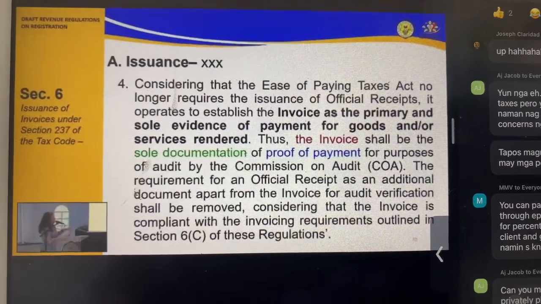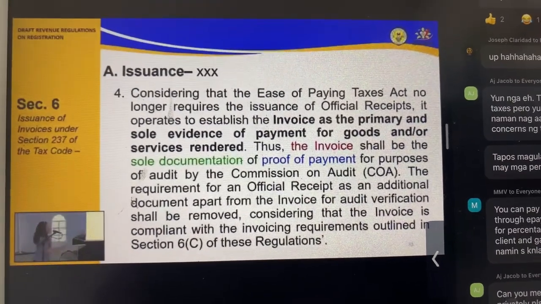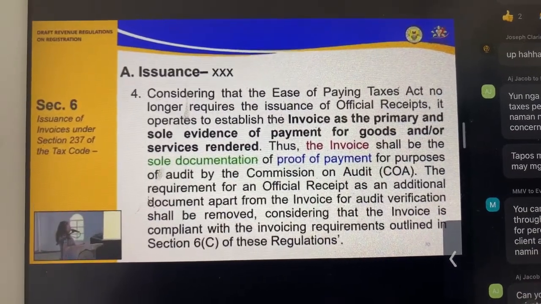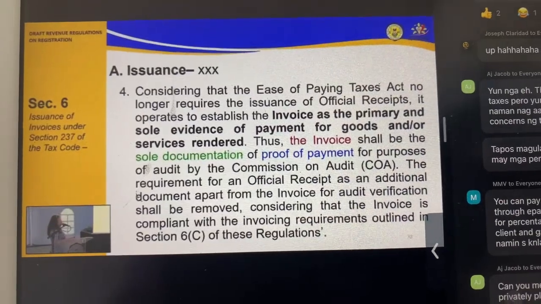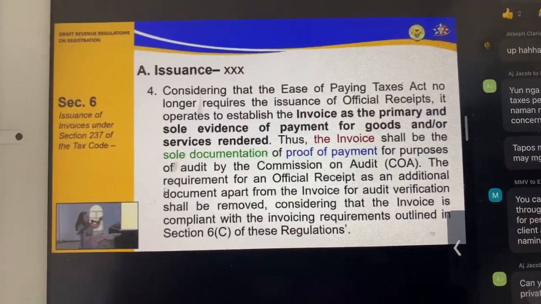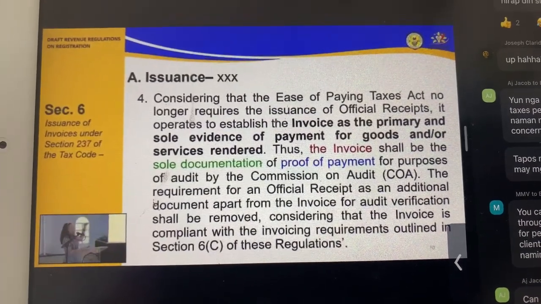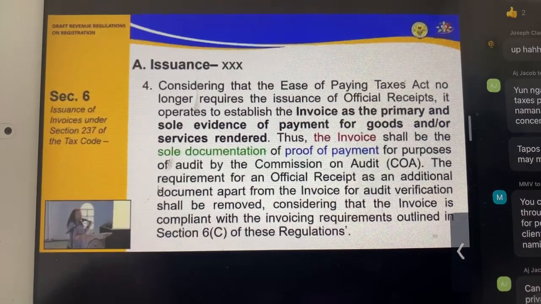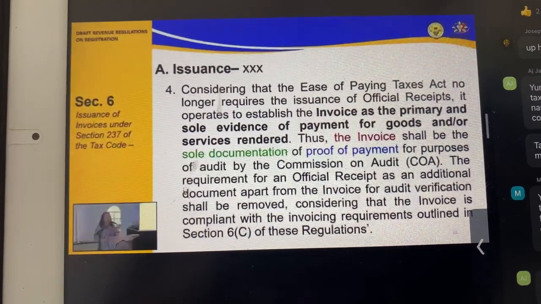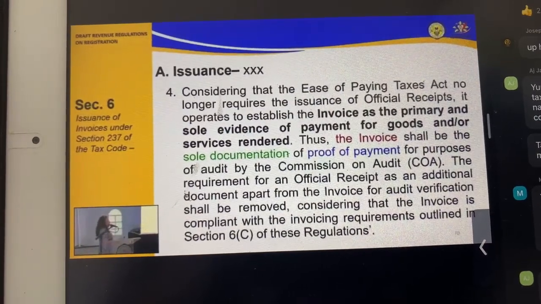Okay, ito din po, medyo merong kailangang ayusin pagka-English. Considering that the ease of paying taxes no longer requires the issuance of official receipt, it operates established that the invoice as the primary and sole evidence of payment for goods and or services. So, yung payment dito, medyo konting i-restate lang po namin yan kasi evidence of sale and payment. Pwede po siya. Kanina, di ba, in-explain ko sa inyo yung definition ng invoice may actually include proof of payment as well. So, may konting word lang po idadagdag dyan.